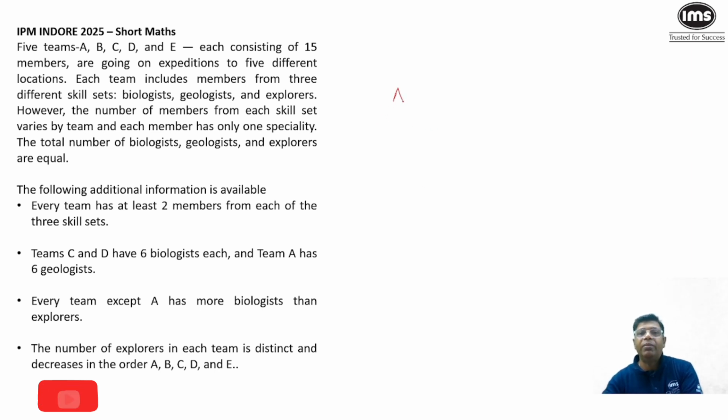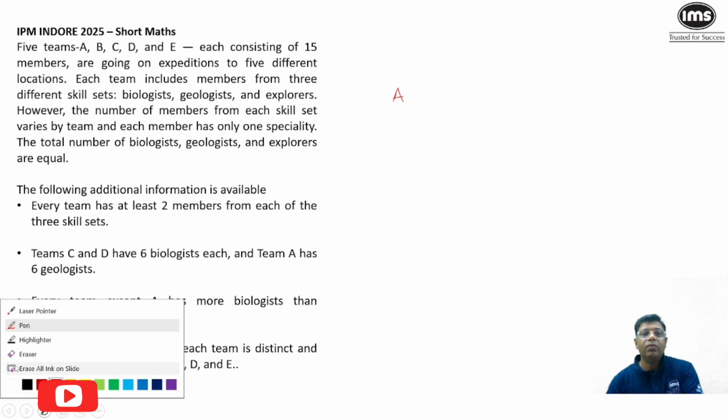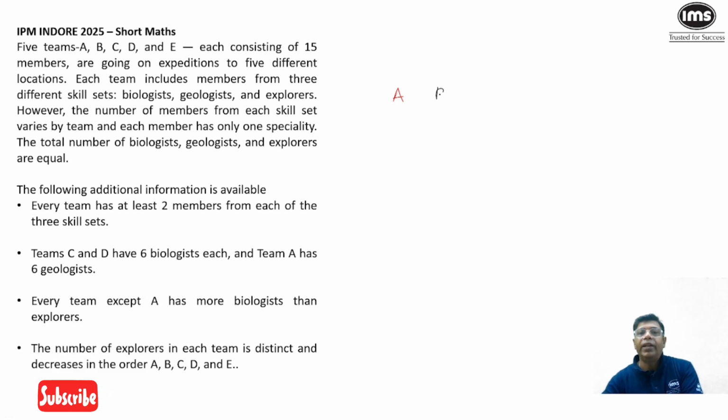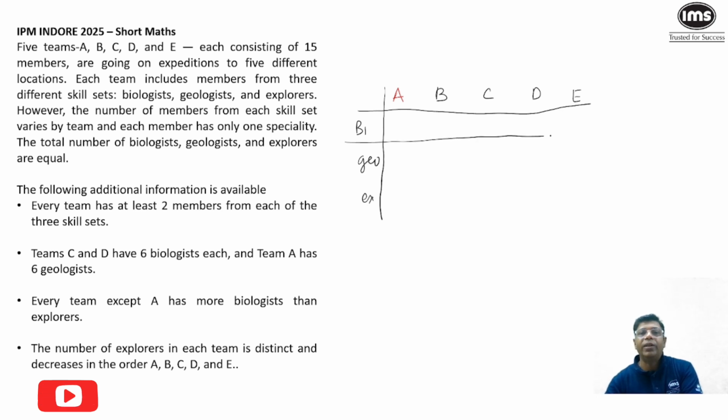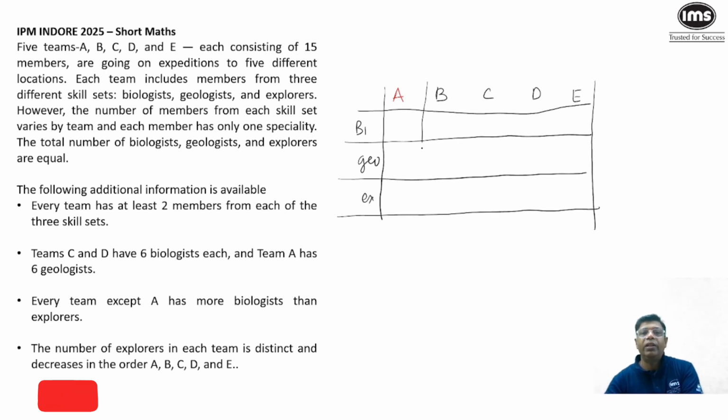We can take team A, team B, C, D, and E. And we have to find out how many biologists, geologists, and explorers are there in each team. So I have made a simple table where we will try to capture all the information that has been given, and maybe based on whatever is given, we'll try to figure out what we have to calculate.